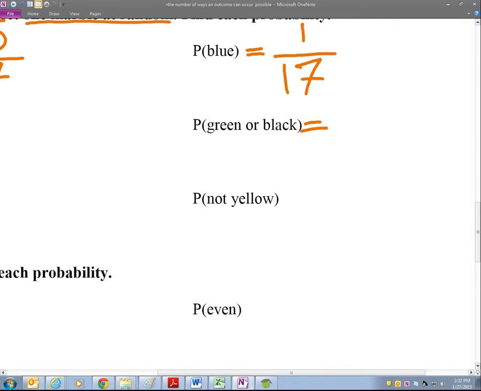Now, here's one that won't be 3rd grade level. How about the probability of green or black? Probability of green or black. Sam. 11 over 17. The way that he got that is there are 7 green and 4 black. And 4 plus 7 is 11. 11 over 17 is the probability of picking a green or black marble.